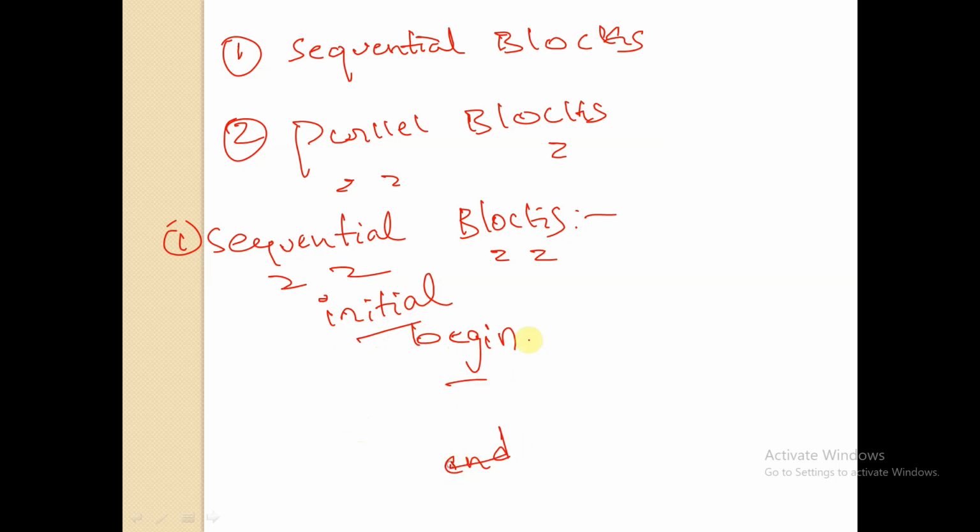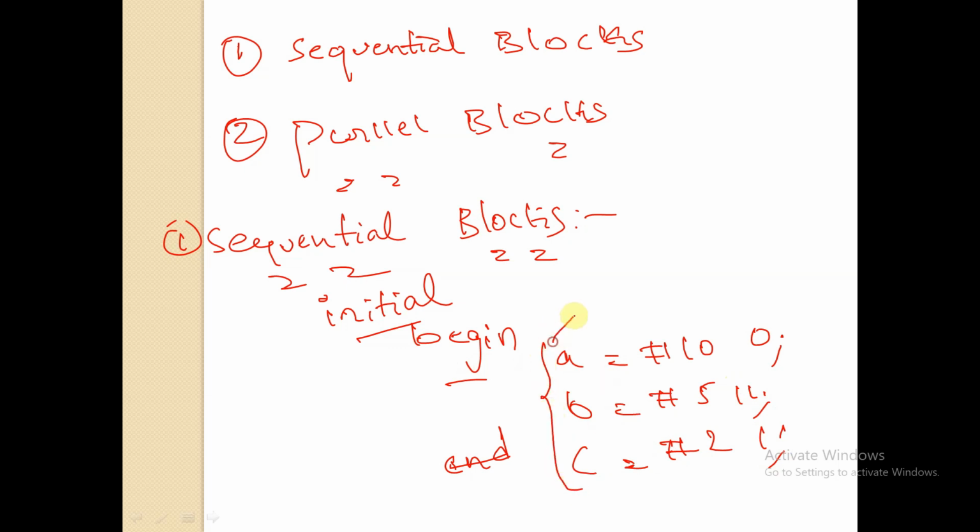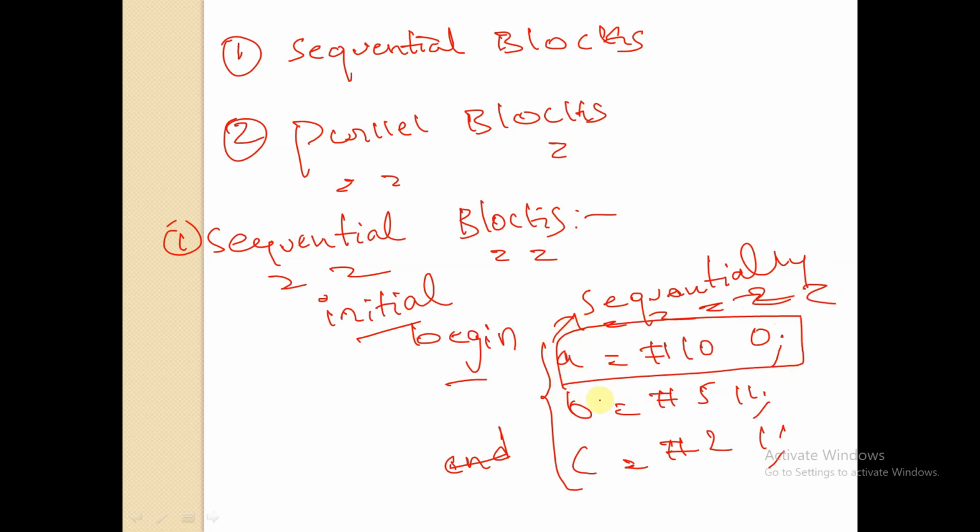Within an initial begin block, suppose A is equal to #10 0, B is equal to #5 11, and C is equal to #2 1. The statements written inside this initial begin block will be executed sequentially, that is, one after another. After completing A is equal to 0, only then B will be equal to 11, and after that C will be equal to 1. This is sequential blocks.